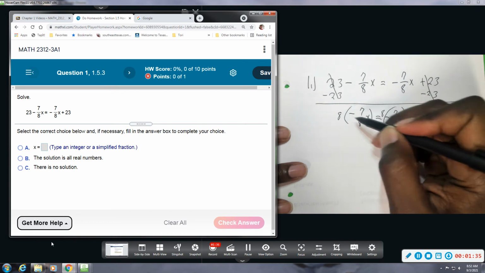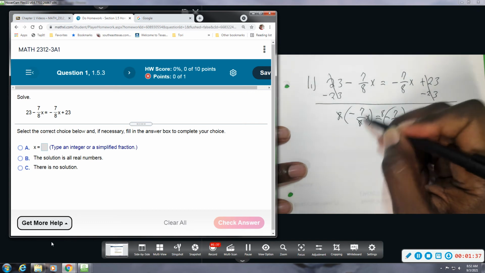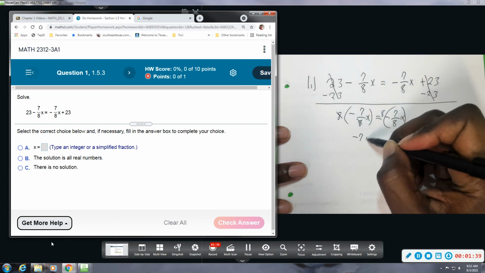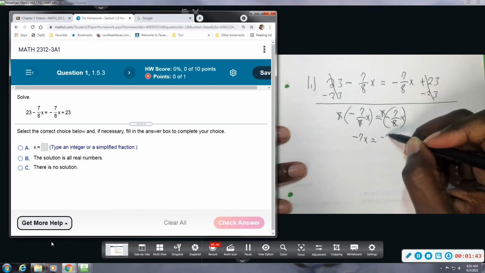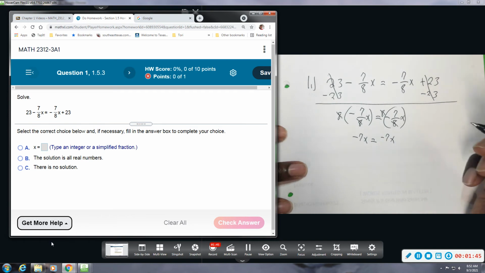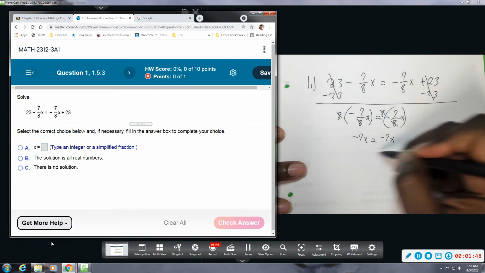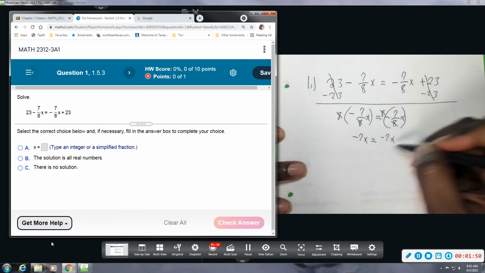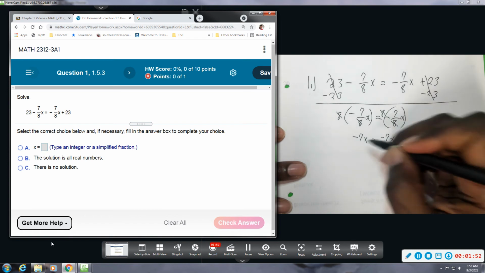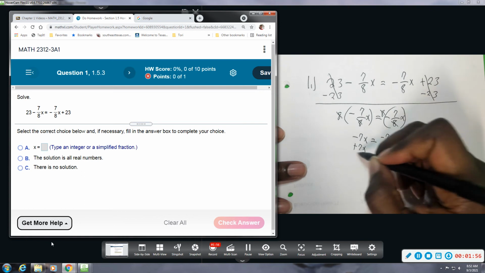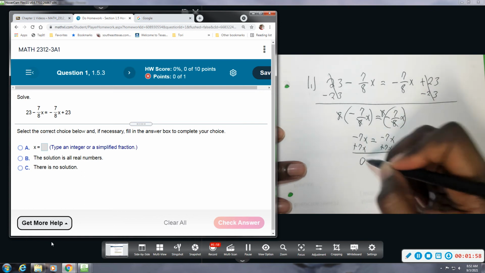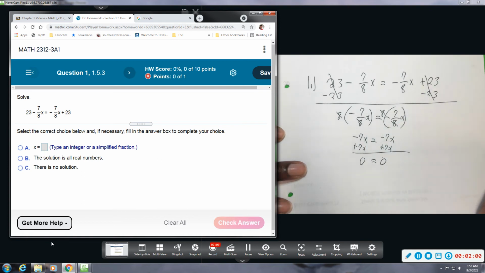When we multiply by 8, it cancels out the division by 8. So we end up with just negative 7x. Same thing happens over here. We end up with negative 7x. And then from this point, we're going to move all the x's to one side. You have to get all the variables on one side or the other. So I'm going to add 7x to both sides. And then that cancels out to 0 equals 0.